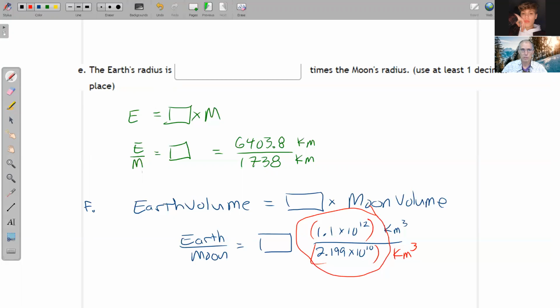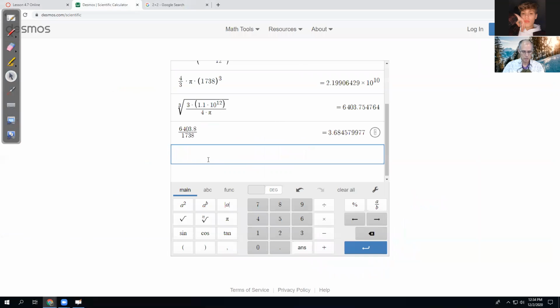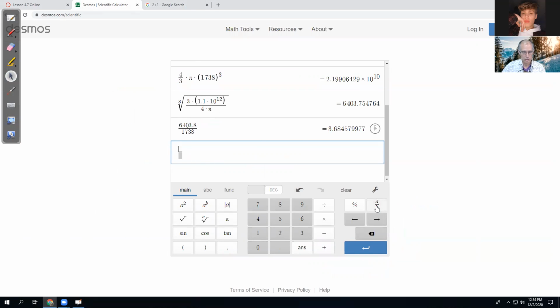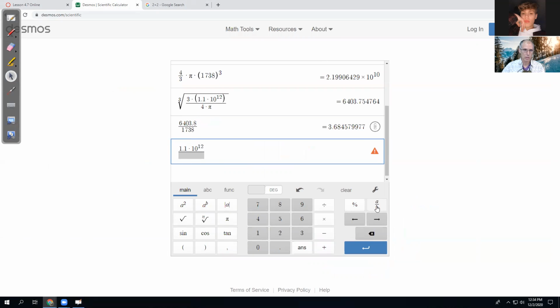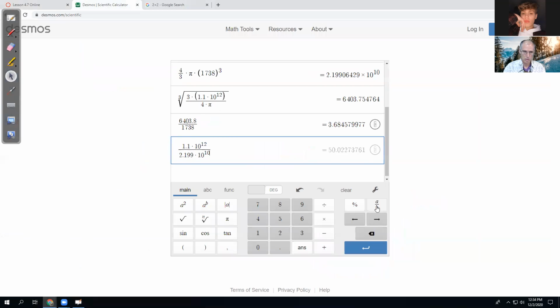Should be much bigger than the previous answer. First set up your fraction, and then enter your numbers. And I think I have them typed right. 1.1 times 10 to the 12th, 2.199 times 10 to the 10th, and they're in the proper position. So I get the Earth volume-wise is 50 times larger. Holy moly. Okay, that seems reasonable. And to one decimal place, it's still 50.